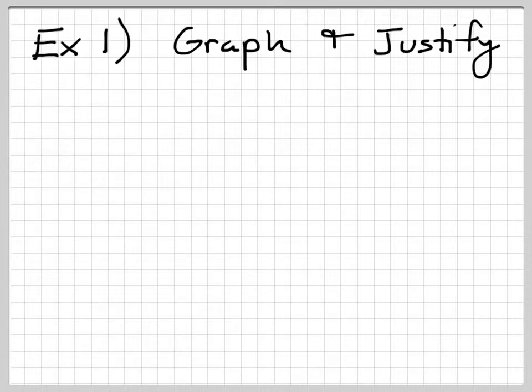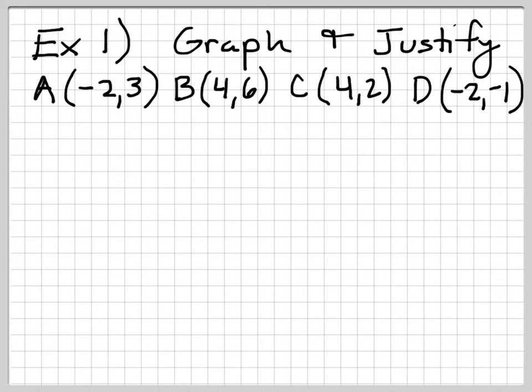Okay, we're only going to do a couple examples today. Example 1, we're going to graph 4 points to make a quadrilateral, and then we're going to justify the shape. Okay, here are the 4 points. A is -2, 3, B is 4, 6, C is 4, 2, and D is -2, -1. And we're going to go ahead and plot those on an XY axis. So go ahead and make an XY axis. And now let's plot the 4 points together.